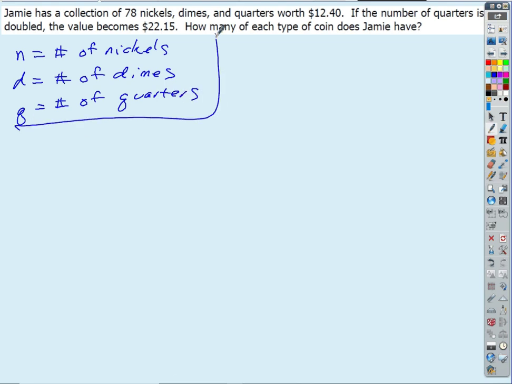Now let's set up some equations. So Jamie has a collection of 78 nickels, dimes, and quarters worth $12.40. So what's that going to be? 78, right. Yep. So maybe there's even 2 equations there. Maybe 2 equations, aren't there? Right. So what's the first equation?